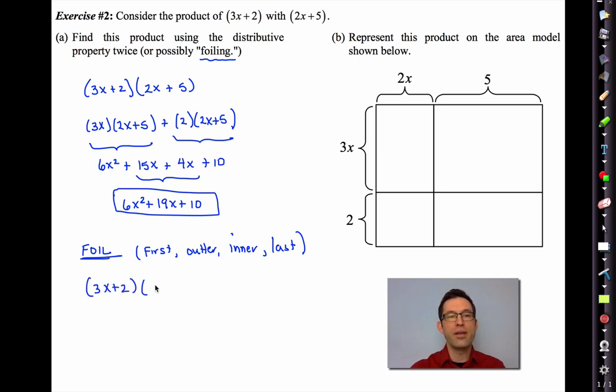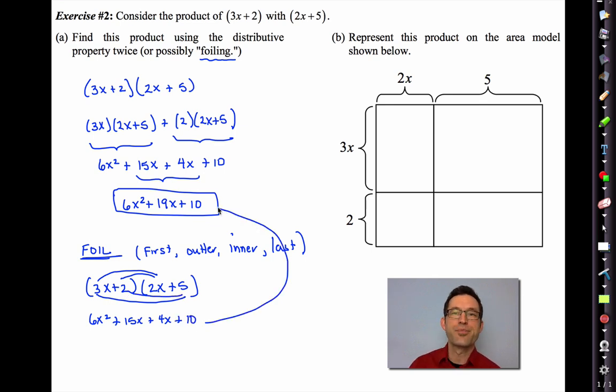But really, foiling is only helpful when you're multiplying a binomial by a binomial. But the idea is, I'll multiply the first two terms, 6x squared, I'll multiply the outer terms, 15x, I'll multiply the inner terms, 4x, and then I'll multiply the last terms, plus 10. And then when we combine like terms, we're back to where we started.